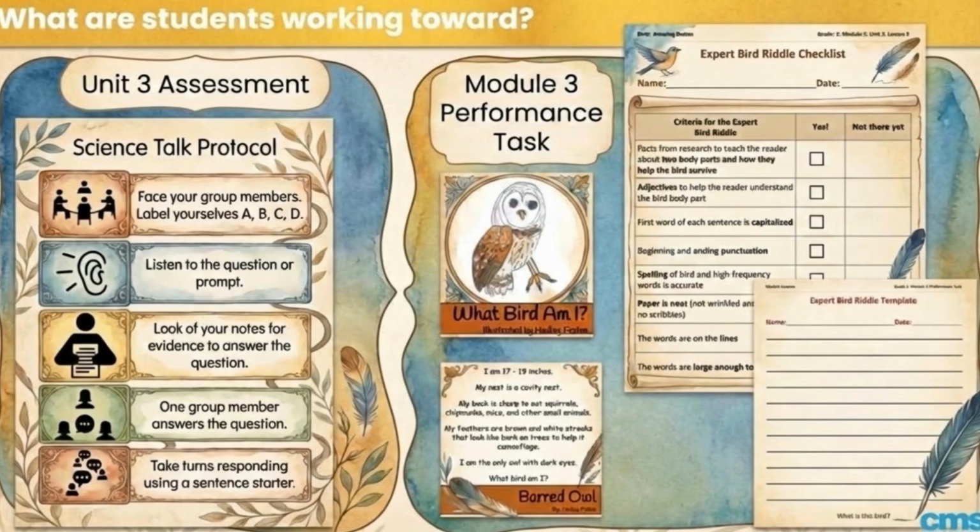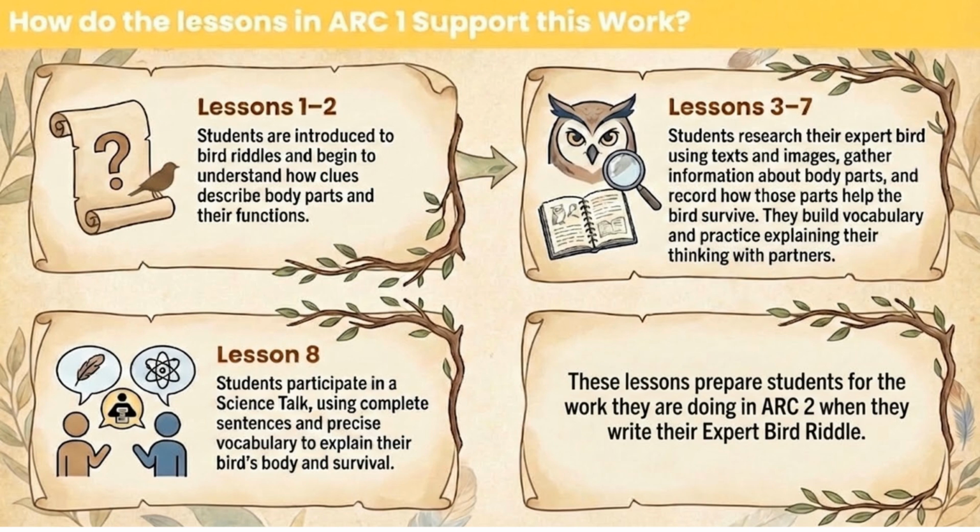Everything in this arc is building toward two things. First, the science talk, where students use their notes to explain their thinking using complete sentences and evidence. And second, the expert bird riddle, where students write to teach others about how a bird's body helps it survive. Even though it's called a riddle, this is informational writing. Students are explaining, not guessing. So throughout instruction, we want to be asking, are students prepared to explain their thinking clearly, both orally and in writing? Here's how the lessons build toward that goal.